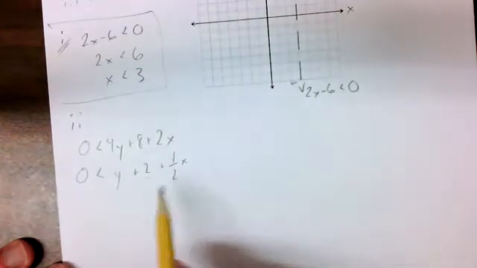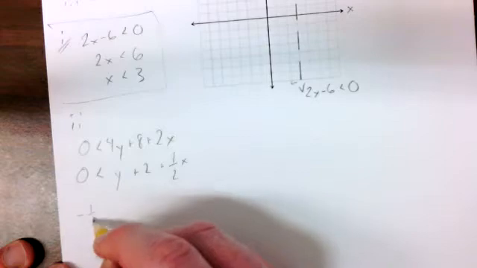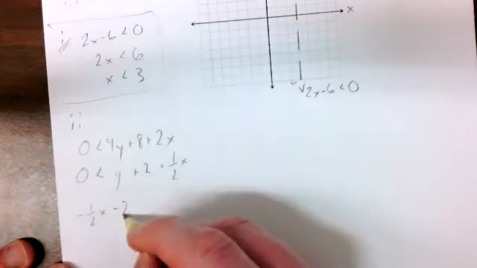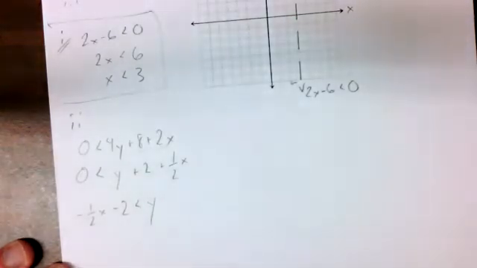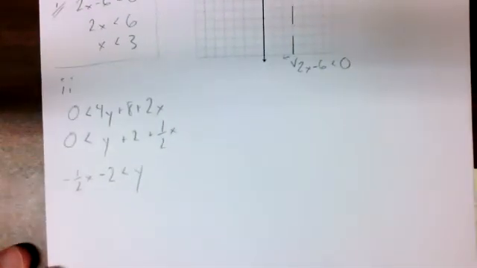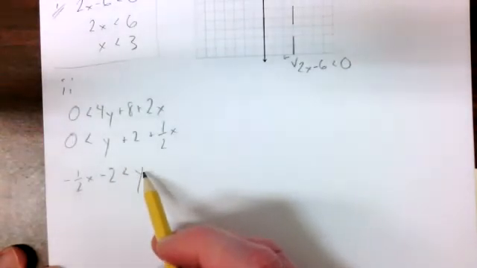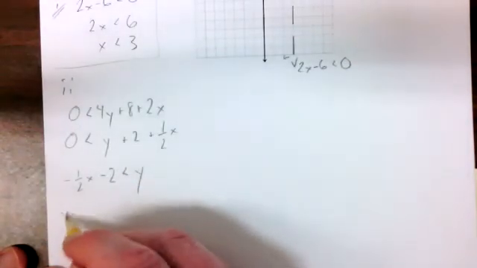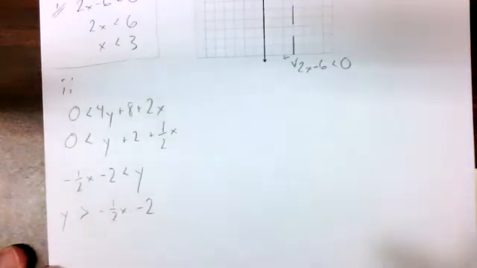Now I'm going to subtract these two bad boys. So it's going to be negative 1/2 x minus 2 is less than y. Now, if you want to write it so that y is on the other side, that's fine. Just make sure you keep the right orientation here. Y is greater than all this. Y is greater than negative 1/2 x minus 2.